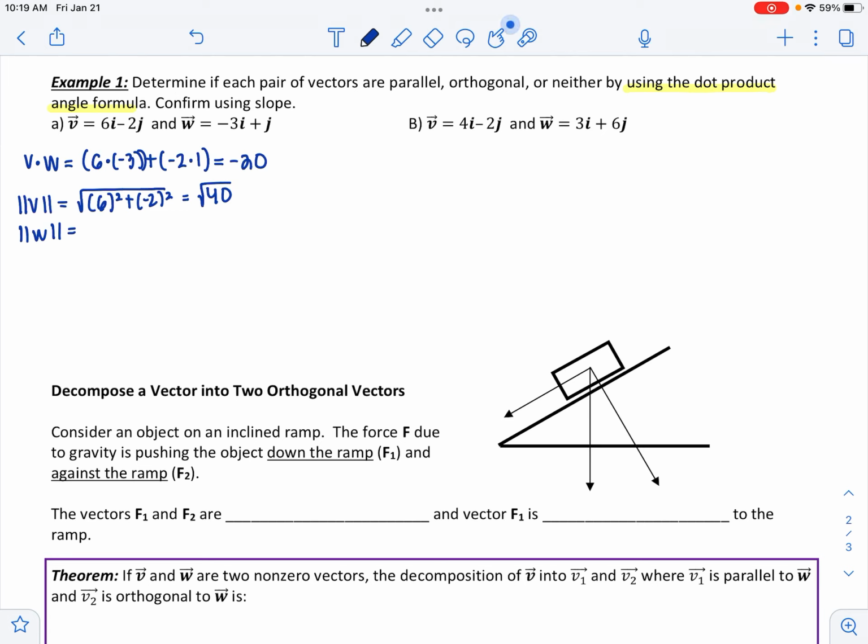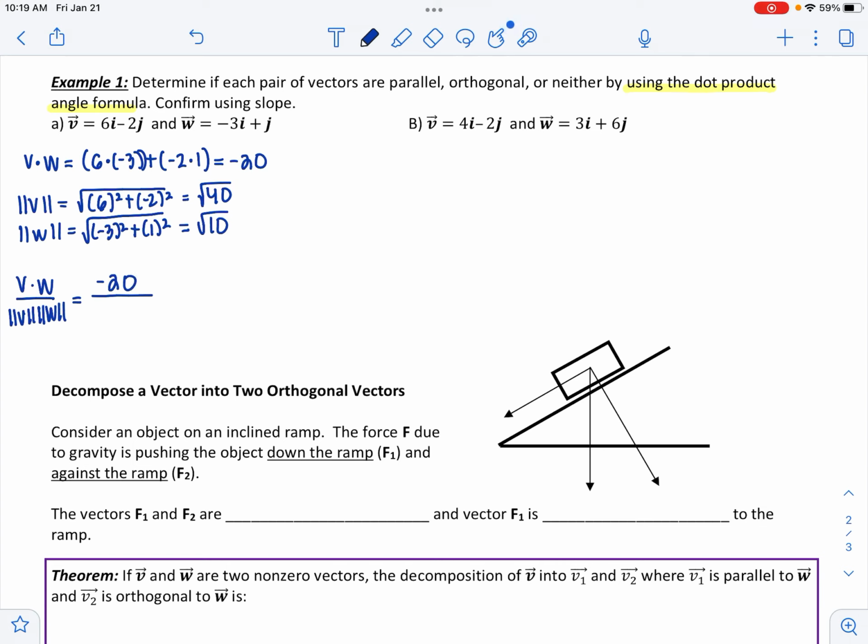I almost forgot to say this because it's obvious. I just got the dot product as negative 20, not 0, so I already know orthogonal's out. So really I'm checking to see if they're parallel, and if they're not, then it's neither. So the magnitude of w is the square root of negative 3 squared plus 1 squared, so that's 9 plus 1, the square root of 10. Now I'm going to see if v dot w divided by the magnitude of v times the magnitude of w is 1 or negative 1, because if it is, they're parallel. If not, then they're not.